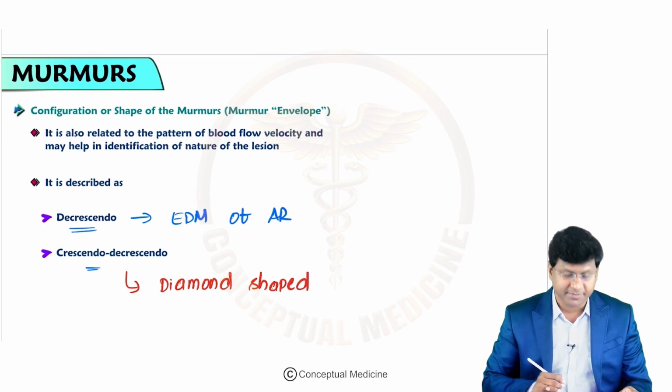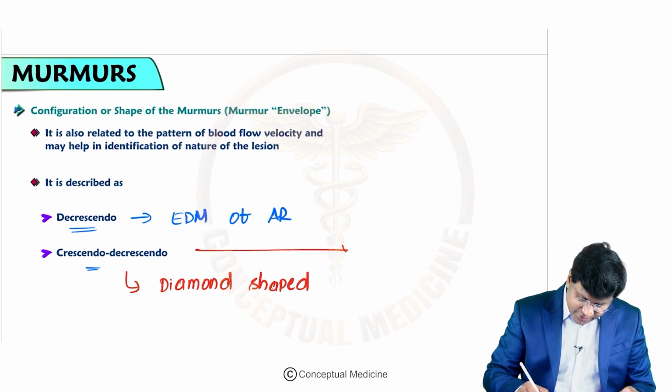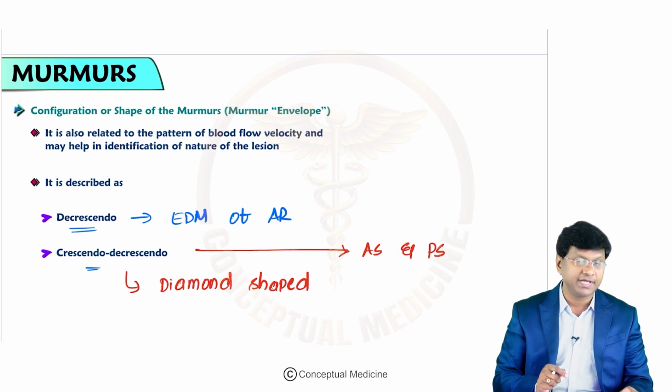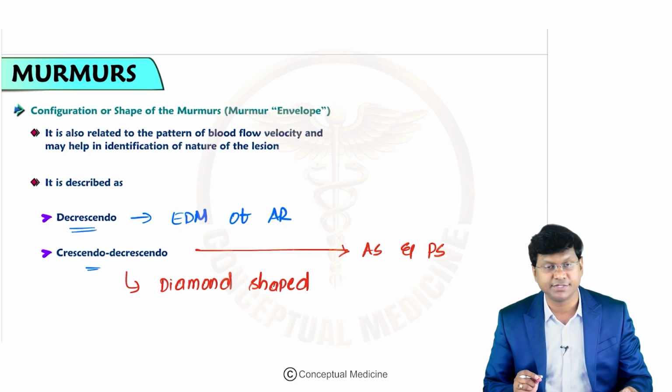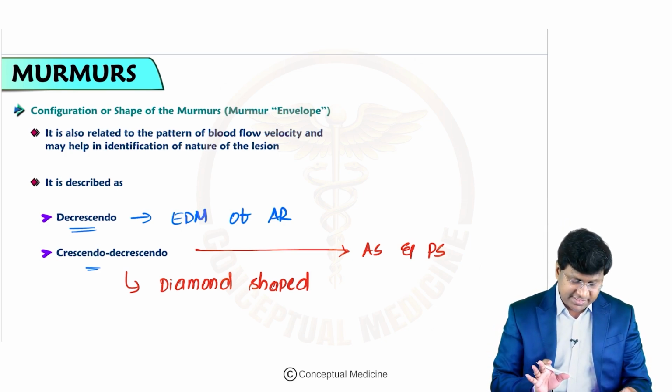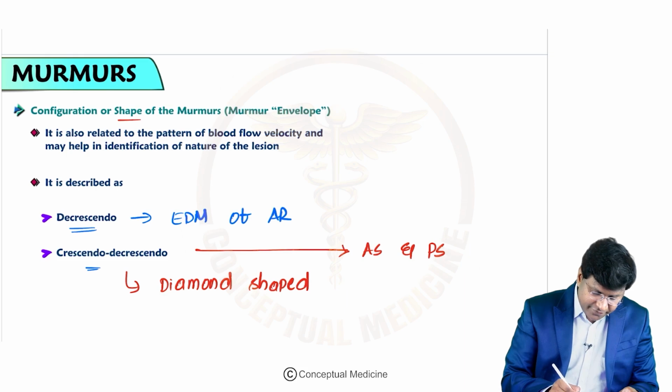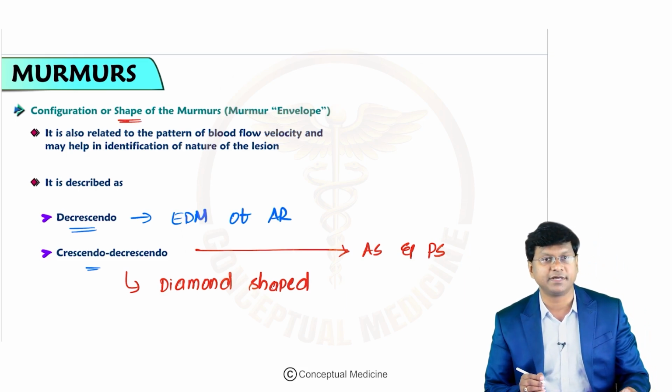Right? Diamond shaped murmur. And you have this crescendo decrescendo murmur in patients with aortic stenosis as well as pulmonary stenosis, right? Where you have the presence of crescendo decrescendo murmur. Next. So this is about the description of the configuration or the shape of the murmurs.